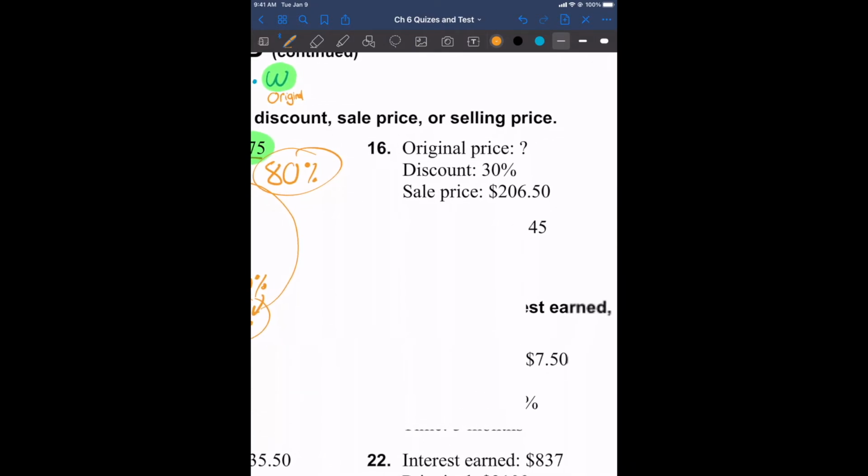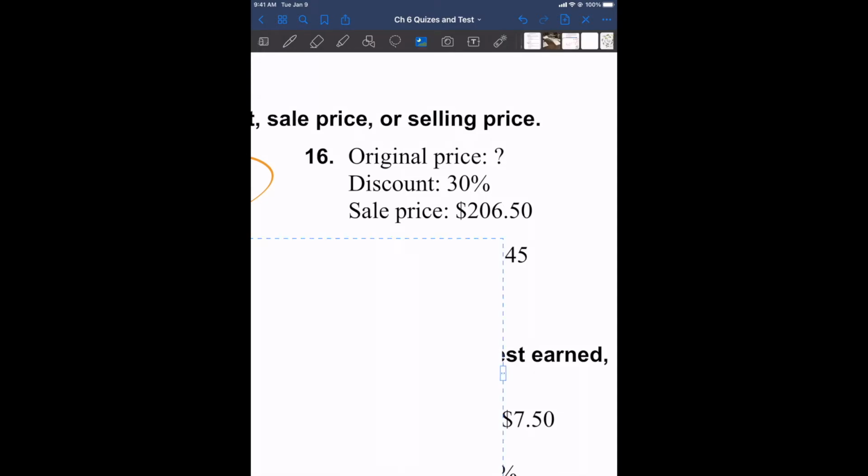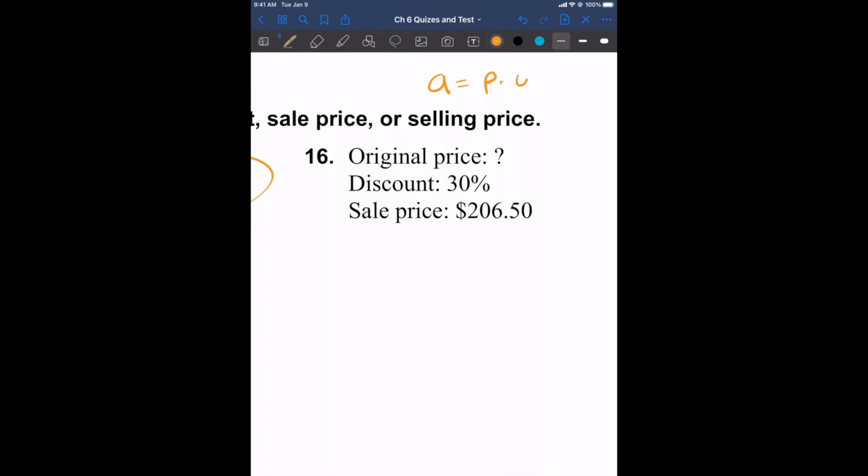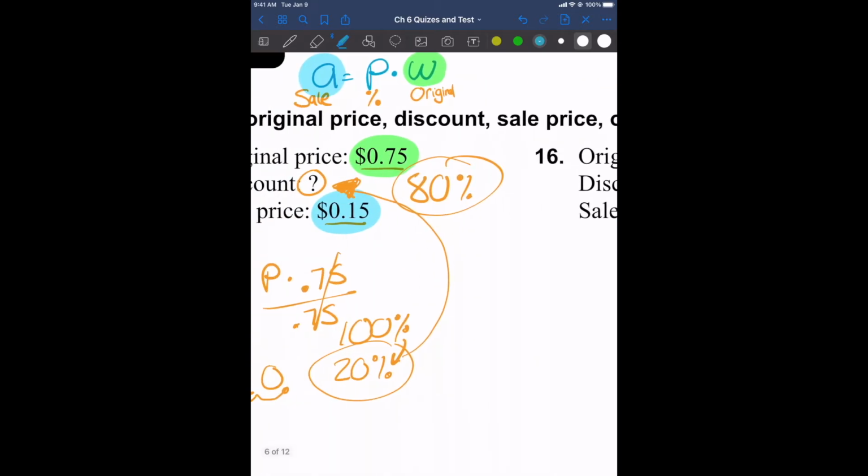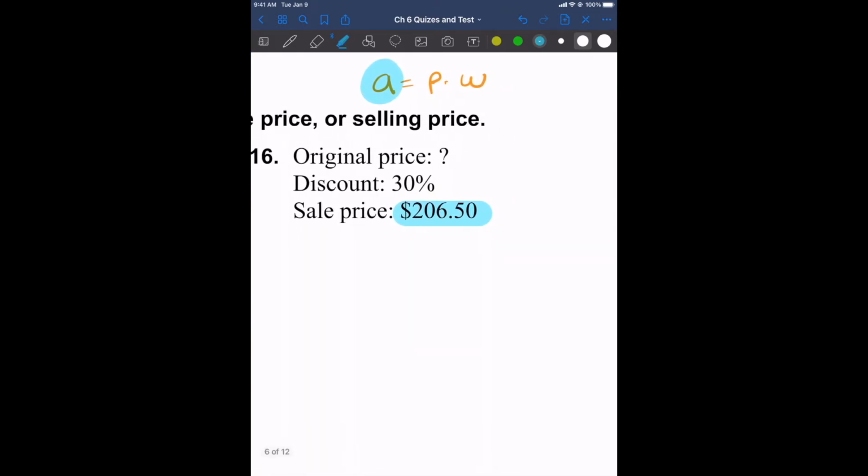Let's do another one. Number 16. I'm looking for the original price. I'm going to rewrite my A equals P times W right here. I know the sale price. Sale price is A. I know the percent. The percent is this. And now I'm looking for the original price. Now remember, you cannot pop in 30% to P. You have to do the special weird thing. Remember, take 100% minus the 30%, which is 70%. 70% is what you're popping in for P, okay?